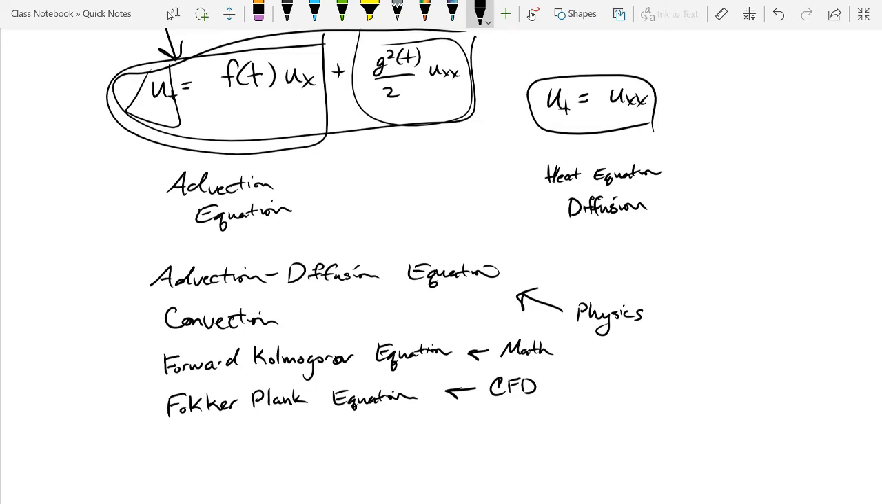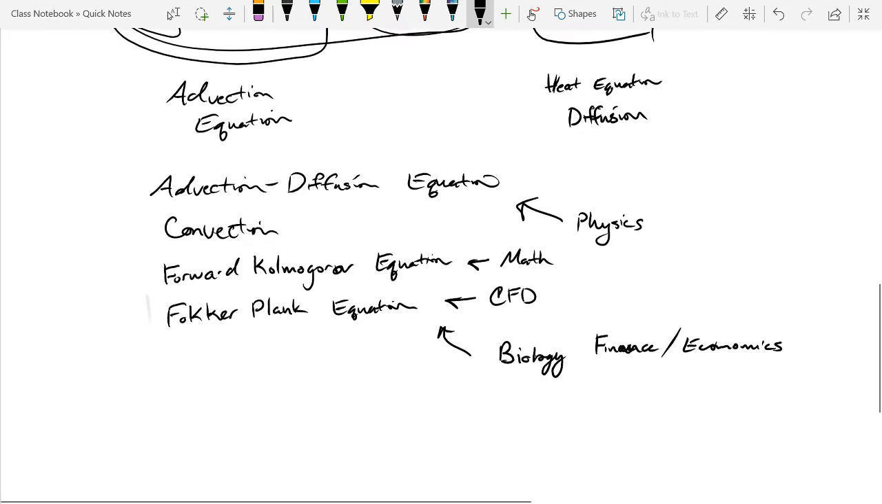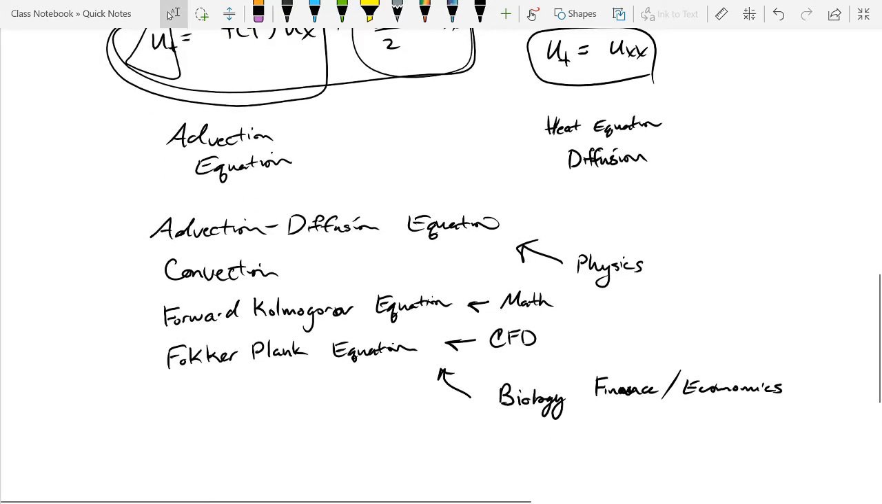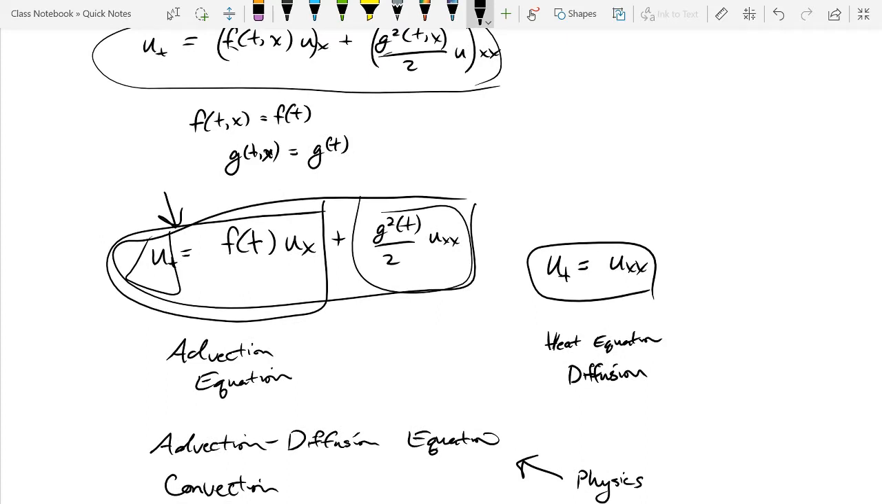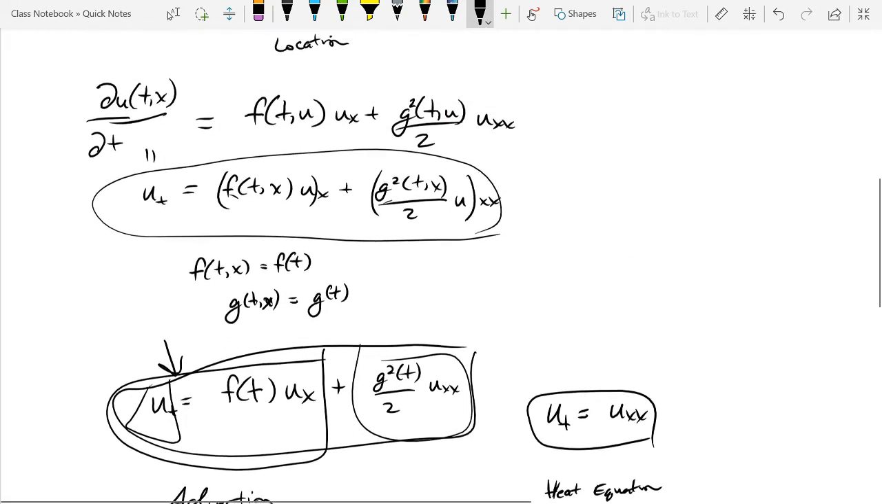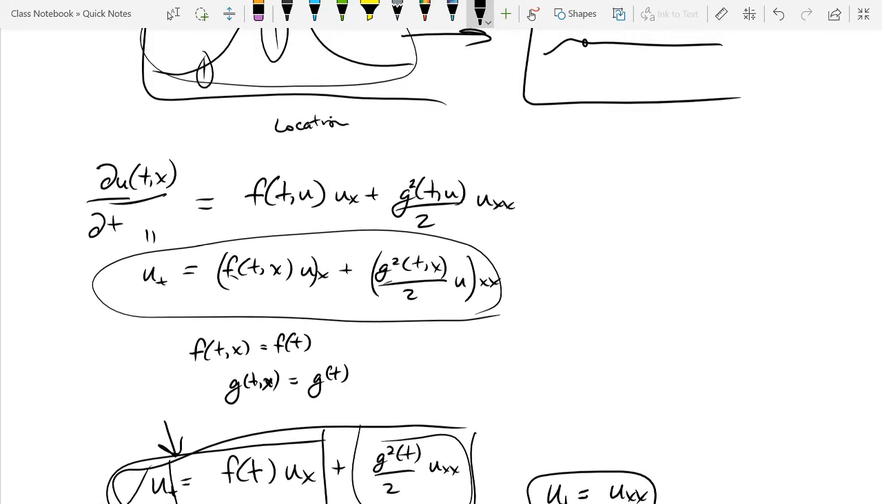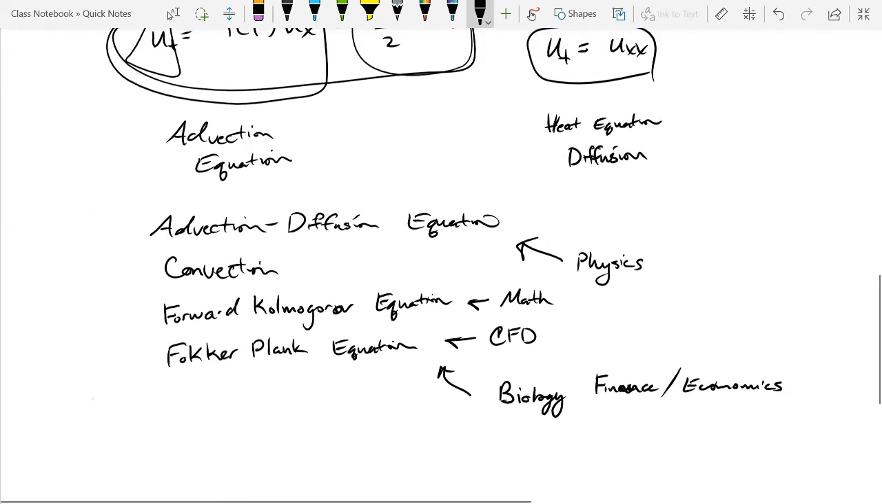And then sometimes people in biology or finance/economics tend to, for some reason, call it the Fokker-Planck equation too. But these are all words to describe the same basic thing, which is this guy, or its nonlinear forms, where you can now start letting f depend on u, or you can put them inside of the derivatives. It doesn't really matter, right? So this is the more general form. You can actually put u's in there. That's cool too.